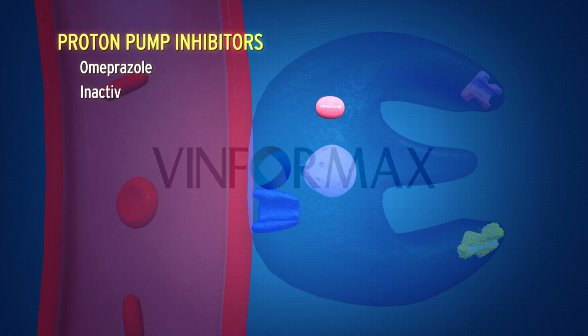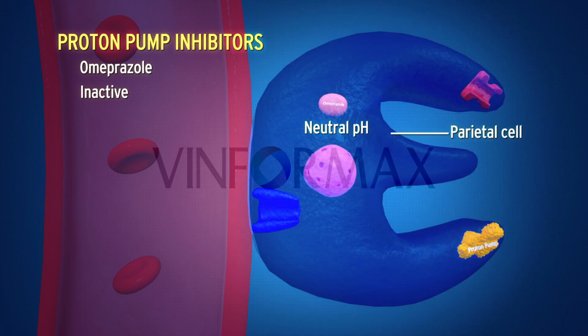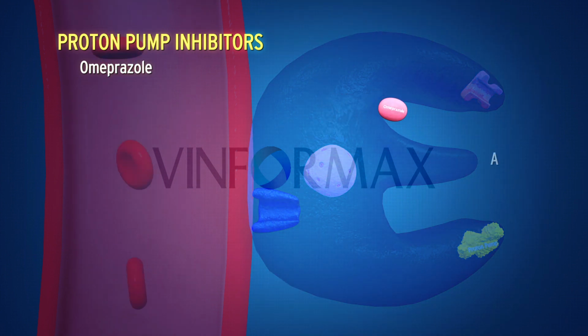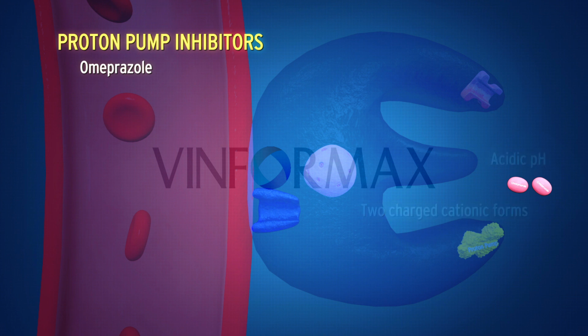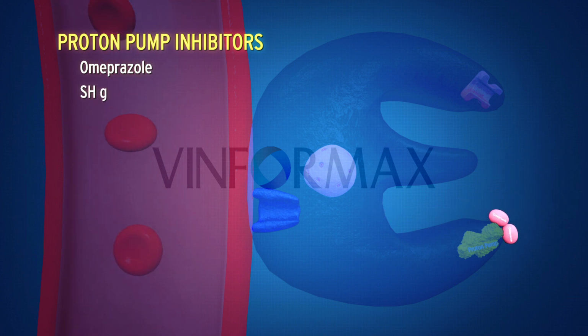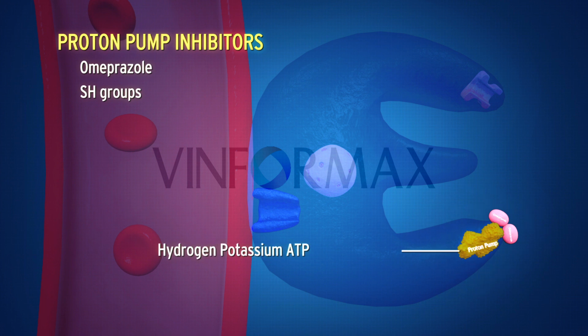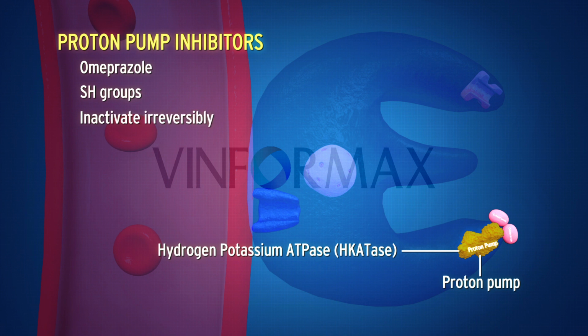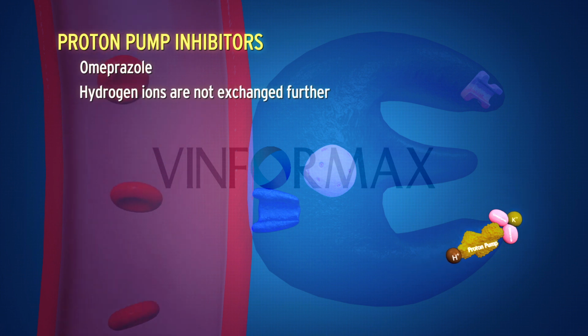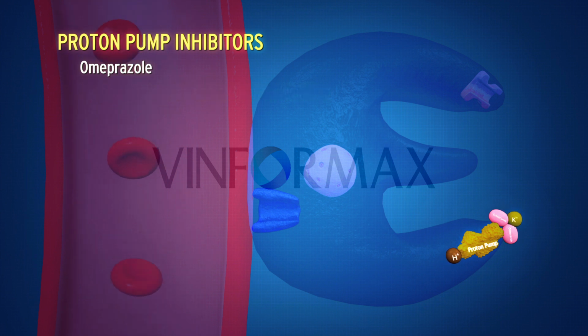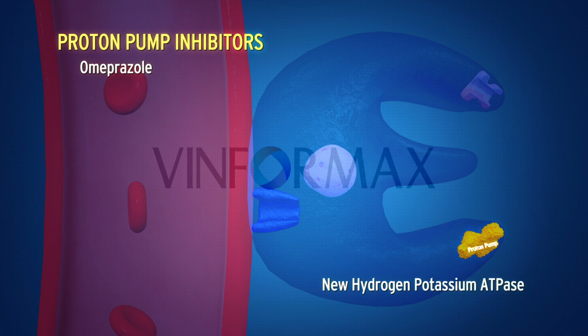Omeprazole remains inactive at neutral pH in parietal cells. But at acidic pH, it turns into 2 charged cationic forms that react covalently with SH groups of the hydrogen-potassium ATPase or proton pump and inactivate it irreversibly. Hence, hydrogen ions are not exchanged further until a new hydrogen potassium ATPase is synthesized. A new hydrogen potassium ATPase is synthesized every third day.